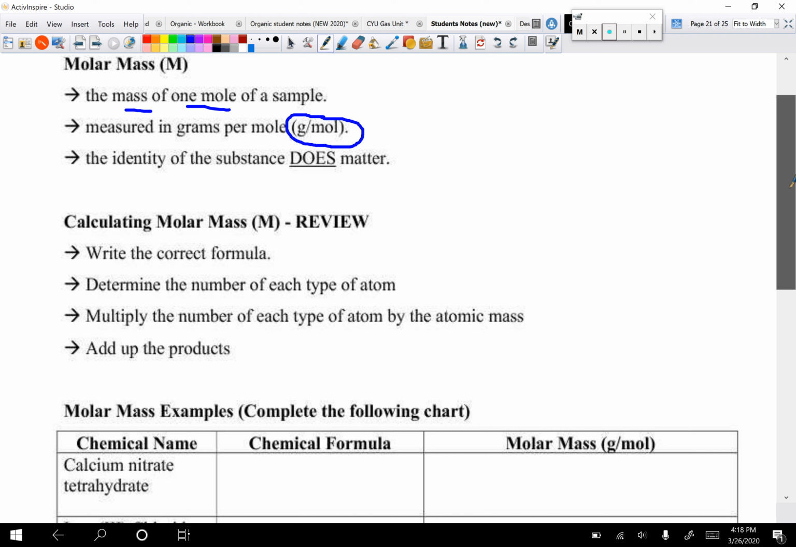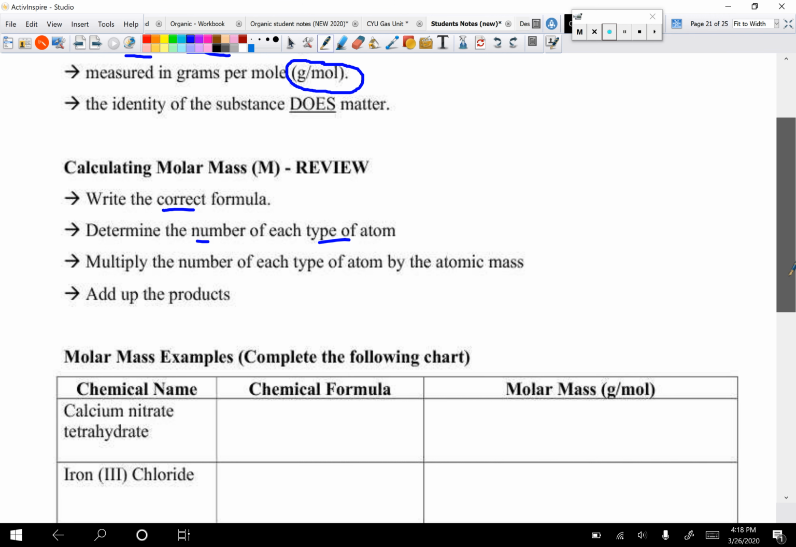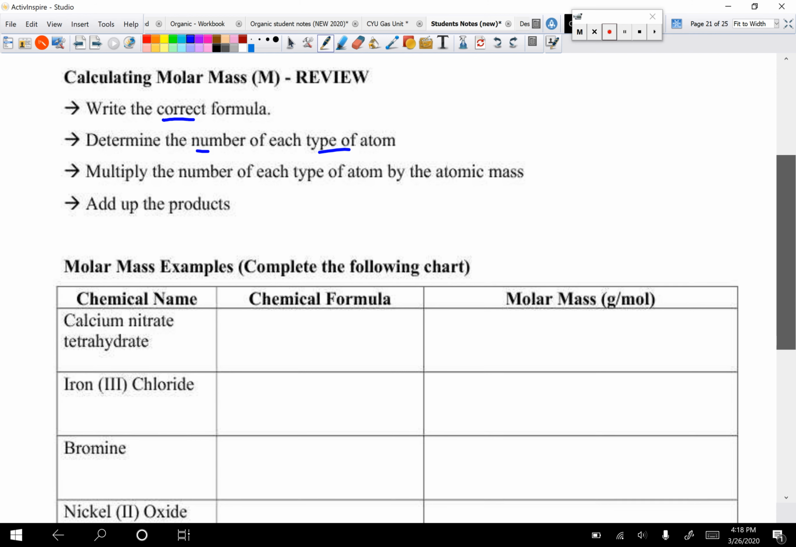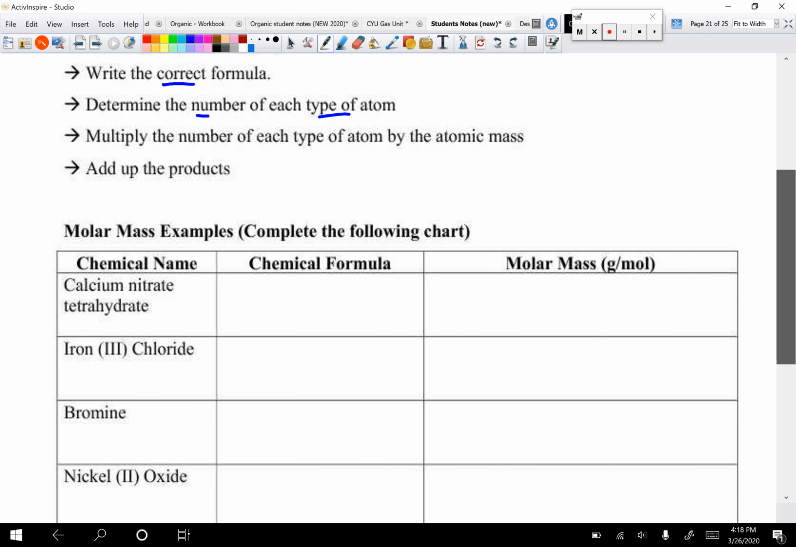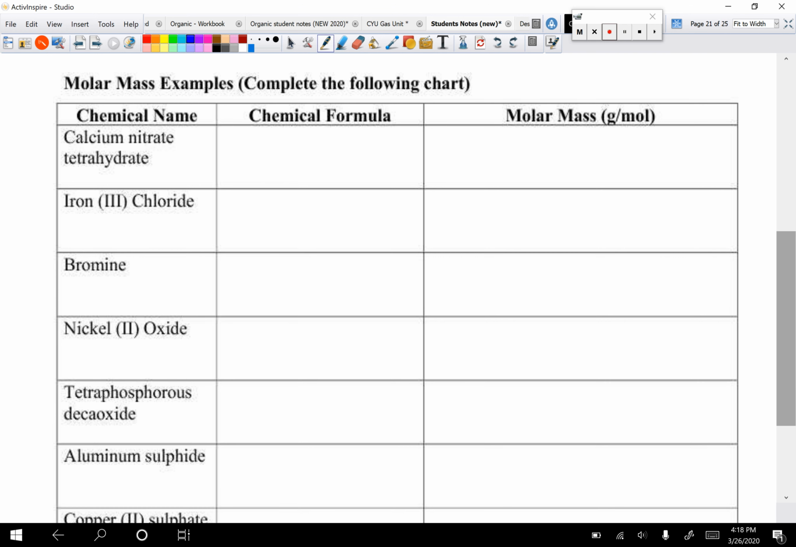All right. So remember, when we're calculating, you write the correct chemical formula first. You determine the number of each type of atom that's present. And of course, if there's 2, we multiply by that number, and we multiply by the atomic mass we found in the periodic table, and then we add everything together. Now, we went over this when we did our Science 10 review, but I'm just going to do a quick little reminder with the first few here. So calcium nitrate tetrahydrate. First thing is making sure that we actually have our correct chemical formula.